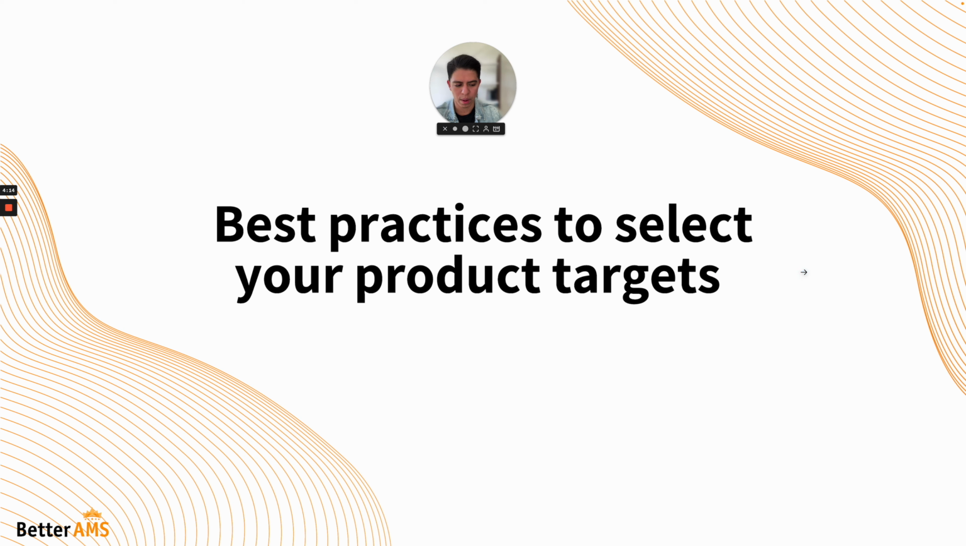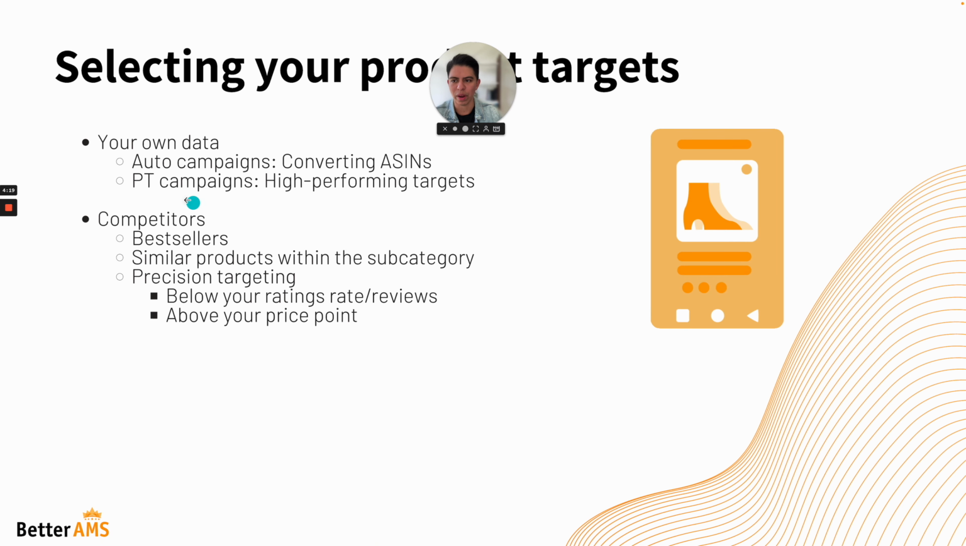Now, let's talk about the best practices to select your product targets. Let's go from something super high level to stuff that can be super specific, okay? So the best way to select your product targets must come from your own data. For auto campaigns, let's take a look at your converting ASINs for the product you want to advertise. For product targeting campaigns, what are your high performing product targets that you could take from sponsored products and sponsored display, and mirror that strategy on sponsored brands video product targeting?